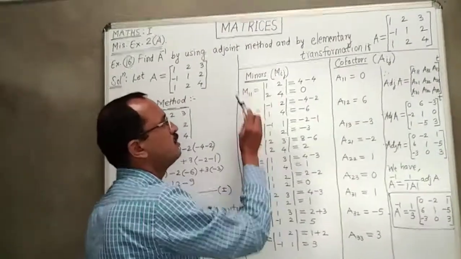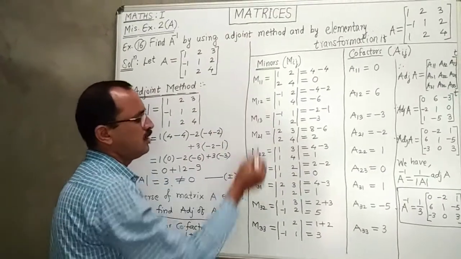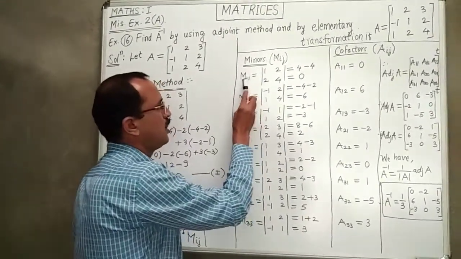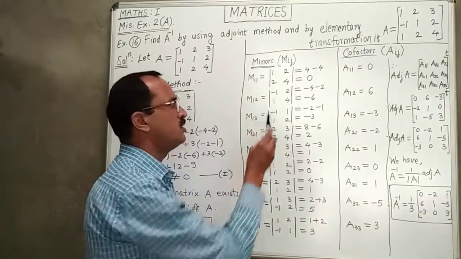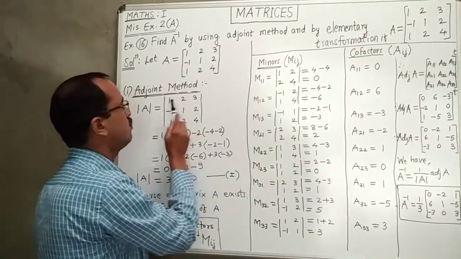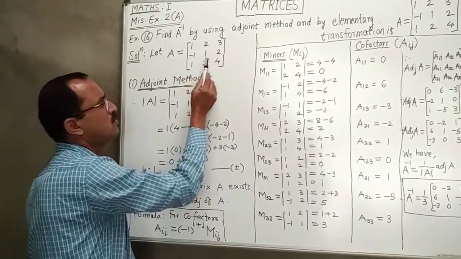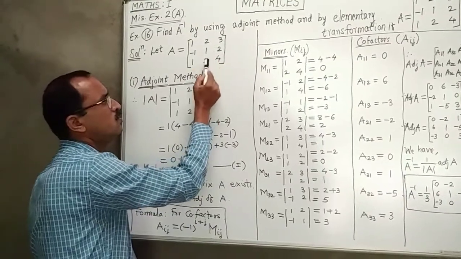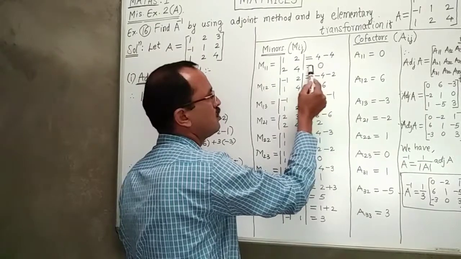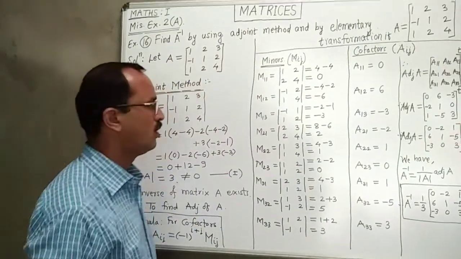First of all, we find minors. There are 9 elements, so we find 9 minors. Minor M11 means minor of A11. So we eliminate this row and this column. We find determinant of [1, 2; 2, 4]. So this determinant is 4 minus 4, which is equal to 0. That means M11 is equal to 0.